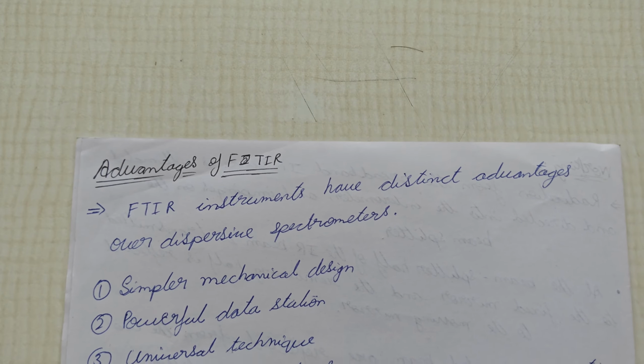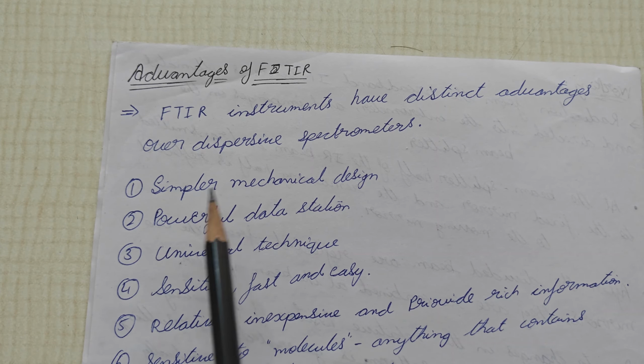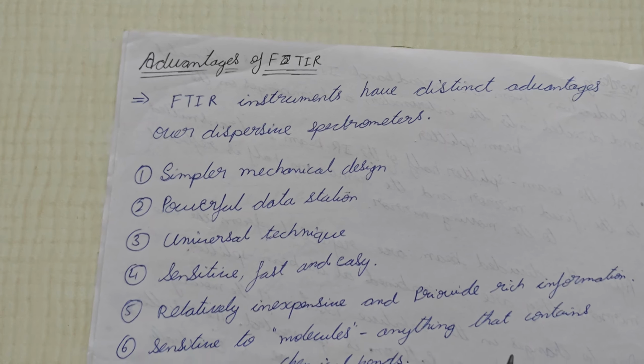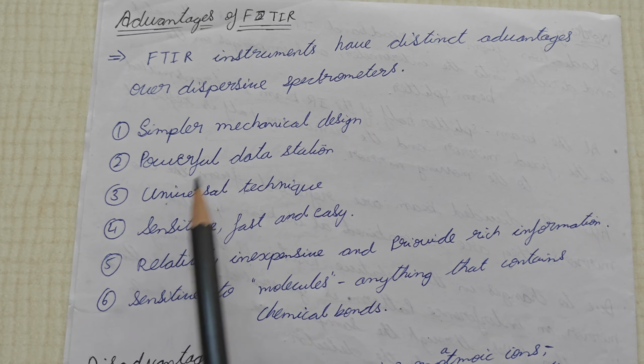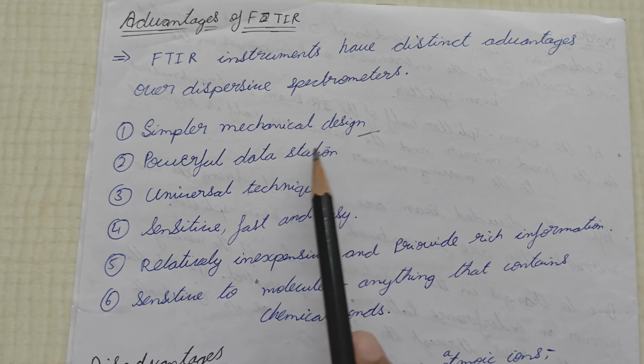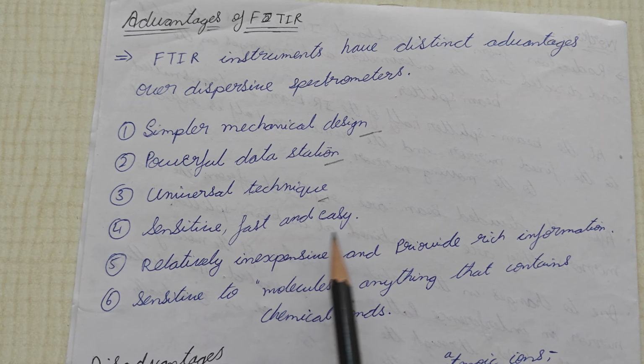Next we'll go with the advantages and disadvantages of FTIR. There are many advantages; I have written six, and you can refer to the internet for more. Firstly, it has a simpler mechanical design and powerful data handling. As I already said, it is very sensitive and highly accurate compared to other IR spectrum techniques. It is a universal technique that can analyze any sample, and it is sensitive, fast, and easy.